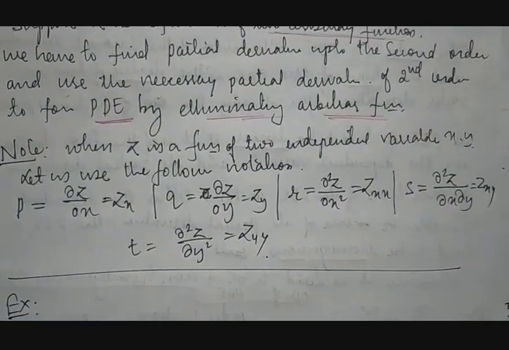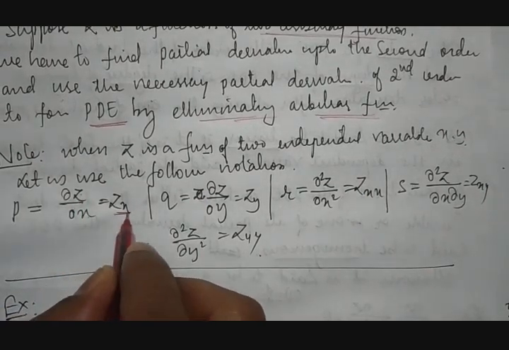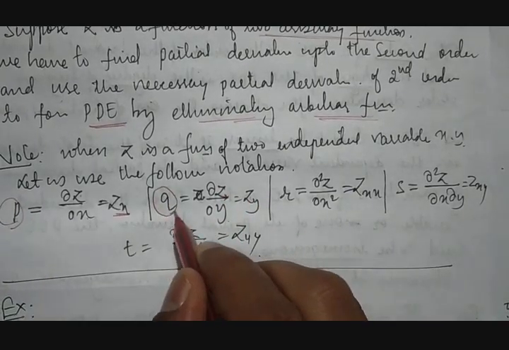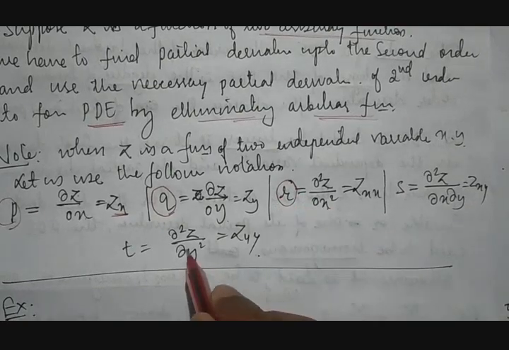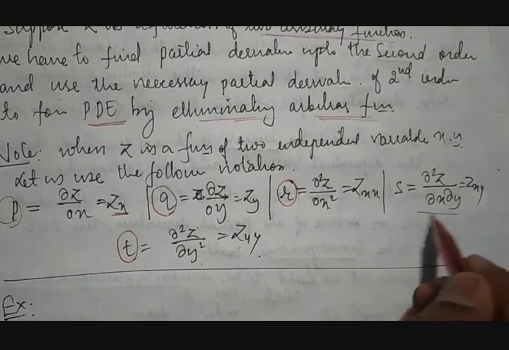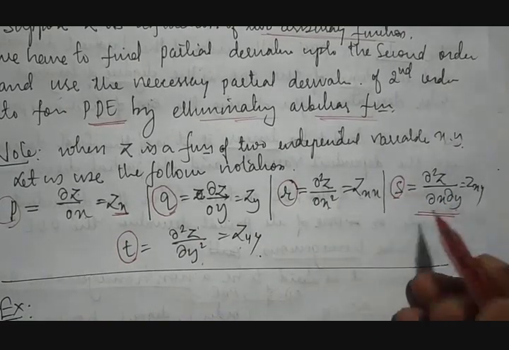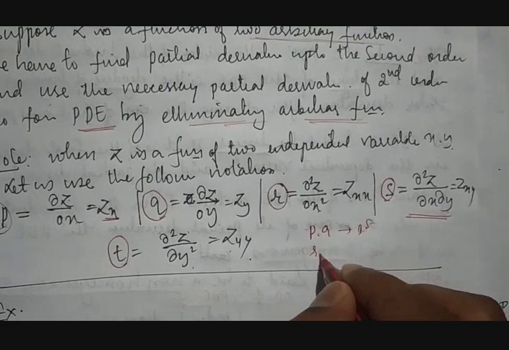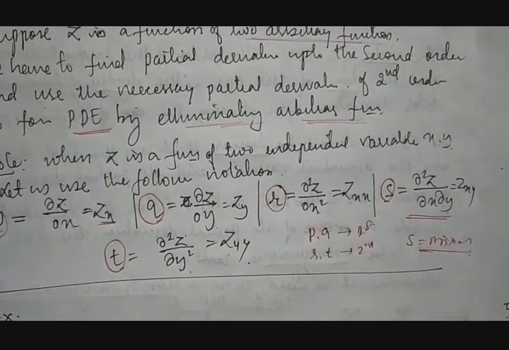For that, let us take a few new notations. If Z is a function of X and Y, then we use dou Z by dou X, which is nothing but Zx, and that will be taken as P. Then differentiation of the function Z with respect to Y will be taken as Q. Then differentiation of Z with respect to X, once again, second order, will be taken as R. Then differentiation of Z with respect to Y, once again, second order, will be taken as T. Then the mixed derivative, if Z is differentiated X first then Y, or vice versa, will be taken as S. Means here P and Q are of first order, R and T are of second order, and S is the mixed derivative. This we are going to use.